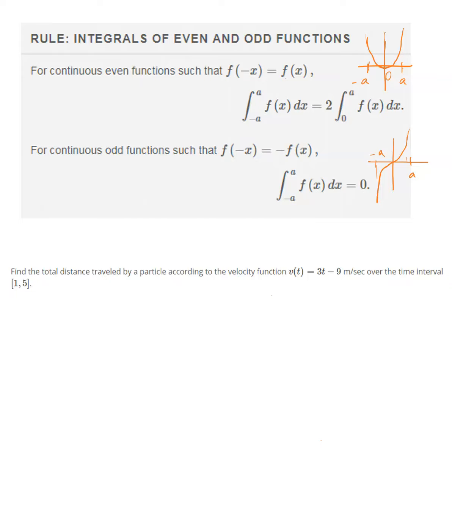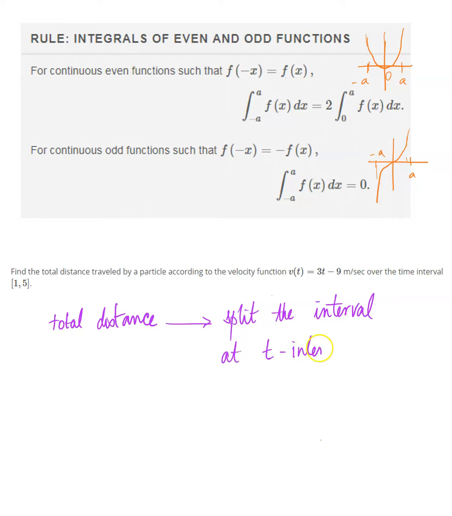Find the total distance traveled by a particle according to the velocity function v of t equals 3t minus 9 meters per second over the time interval 1 to 5. Very similar to one of the problems we did before. But they want us to find the total distance. Okay, so for that, we want to make sure that the total distance is positive areas added up, which means you have to do the absolute value. Whenever they ask for total distance, we need to make sure that we split the interval at the t-intercepts.